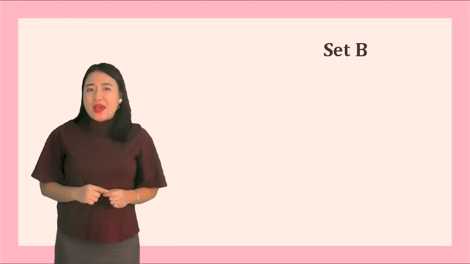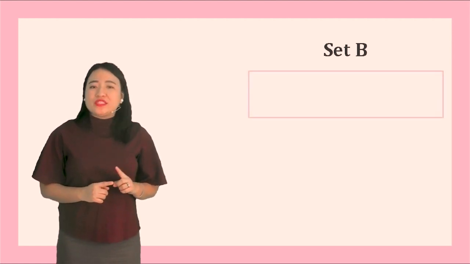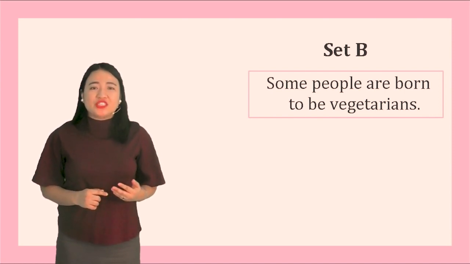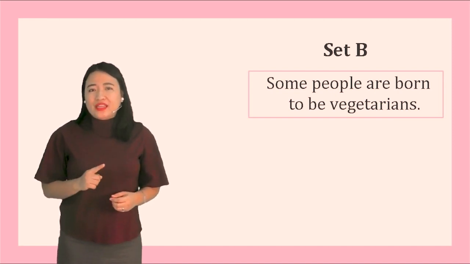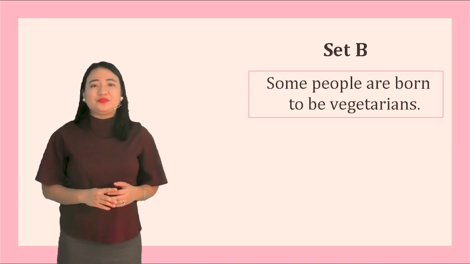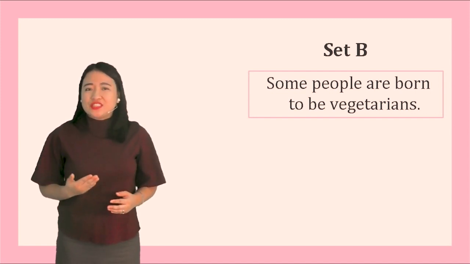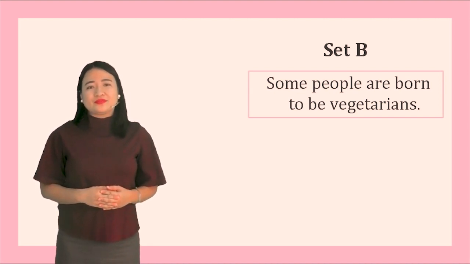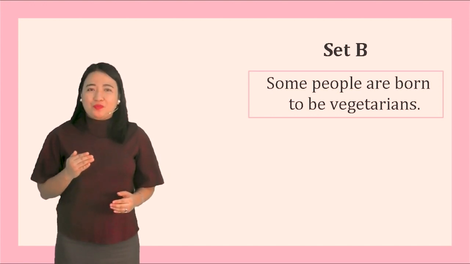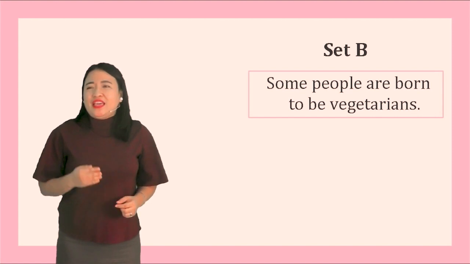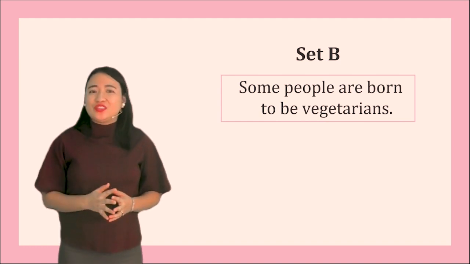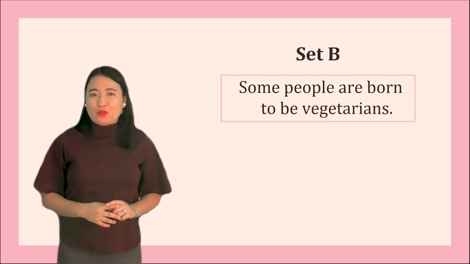Let us now look at the examples in Set B. Let us start with sentence number 1. Some people are born to be vegetarians. What is the topic of the sentence? Vegetarians. What is the opinion of the author? That some people are born to be vegetarians. Is there a reason given? Correct. None. How about sentence number 2?